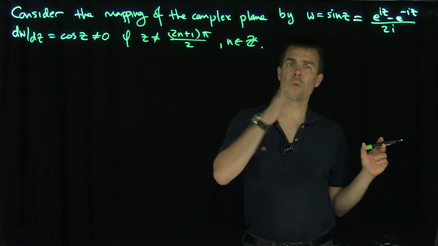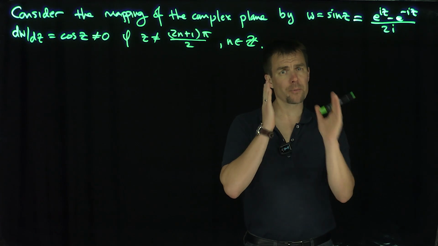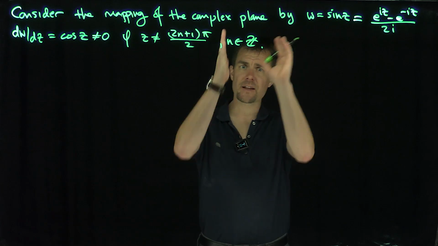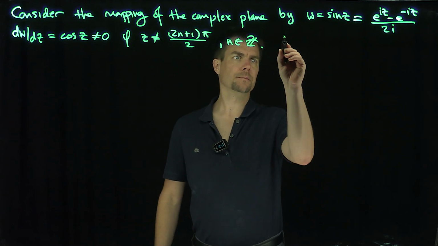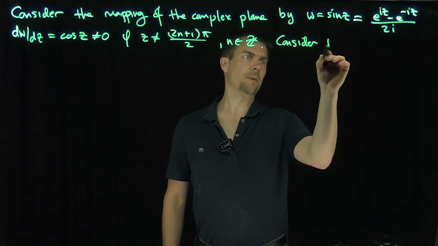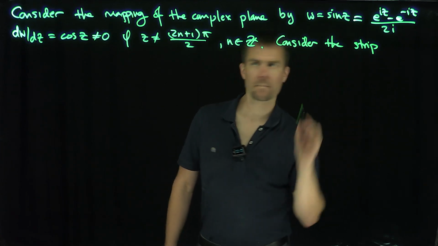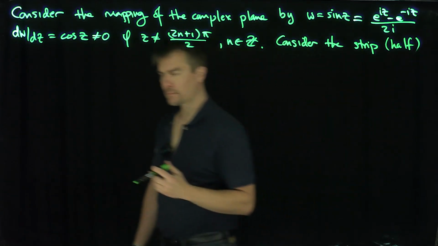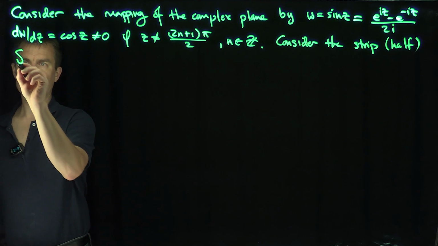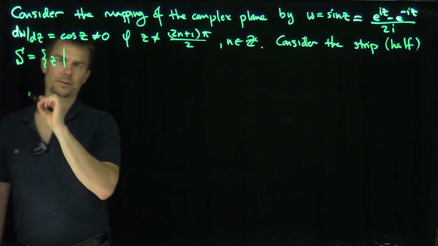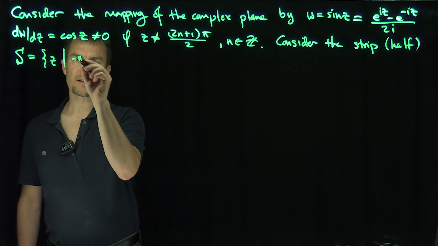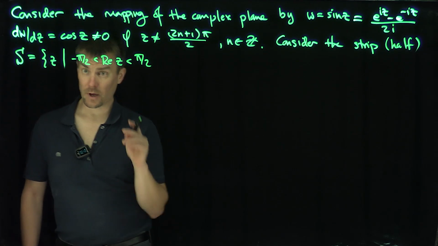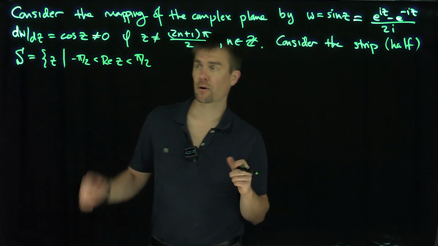So now, of course, the most natural one to look at is just the real part between negative pi over 2 and pi over 2, right? That's where the sine achieves all of its values from negative 1 to 1. So let me try to extend that to a strip. It's really a half strip. Let's call it S, the set of points z such that the real part of z is between negative pi over 2 and pi over 2. Good. So in other words, I missed these points where it's not conformal.